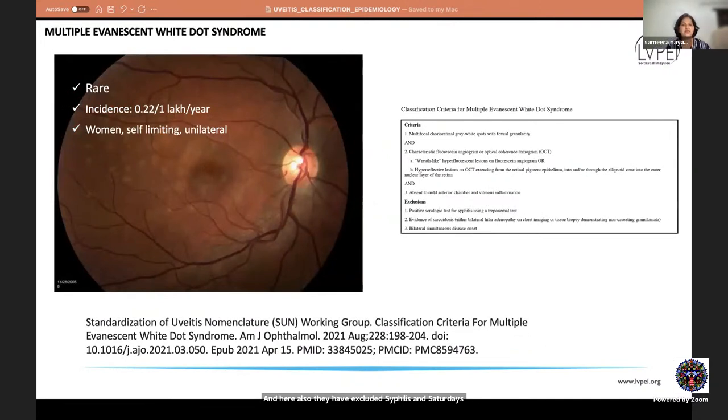Multifocal evanescent white dot syndrome is another posterior uveitis, non-infectious type. It's also very rare. The incidence is 0.22 per 1 lakh population per year. Usually women are affected. This is self-limiting and unilateral. The criteria include multifocal chorioretinal gray-white spots with foveal granularity. Foveal granularity is very specific, with characteristic fluorescein angiogram or characteristic OCT finding. In FFA, you will see wreath-like hyperfluorescence, and in OCT, there will be hyperreflectivity at the level of the ellipsoid zone, which may extend to the outer nuclear layer of the retina, with absent to mild anterior chamber or vitreous inflammation.